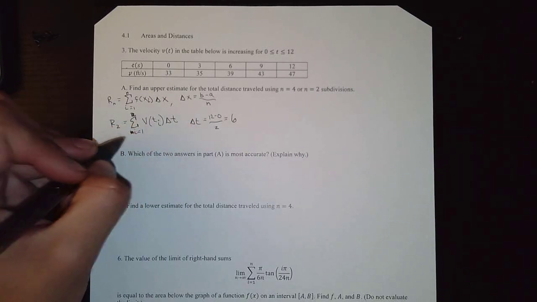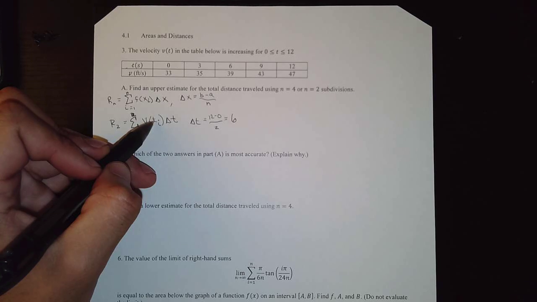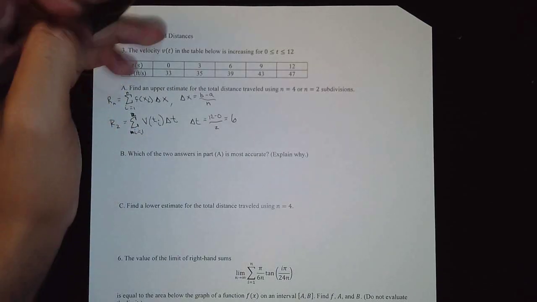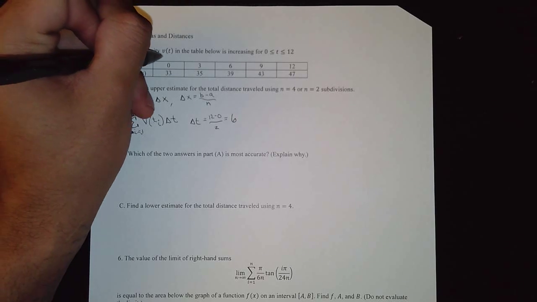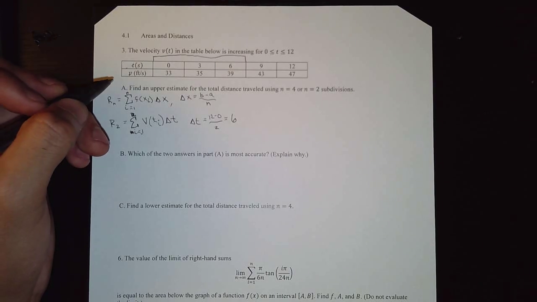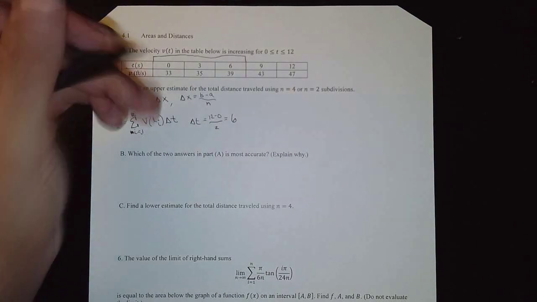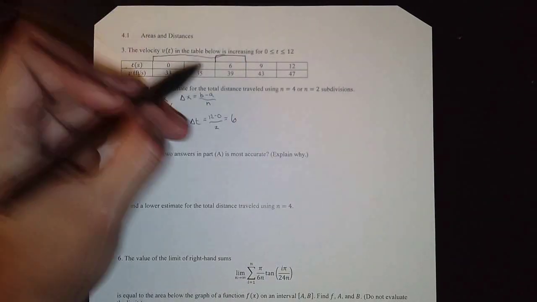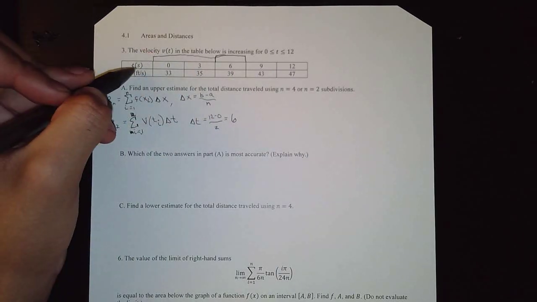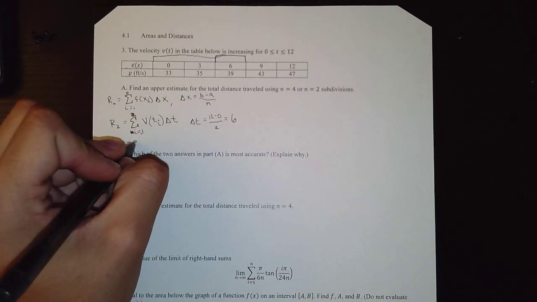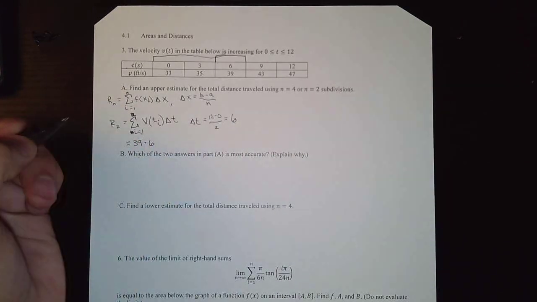Now we just have to sum these up. So we need to figure out what is the velocity at time 1. Well, since this is an upper estimate and we're counting by 6's, this is a group of 6. And so we would take the highest rectangle, which would be the 6th. So I would need this output number, 39. So the first one would be 39 times 6.